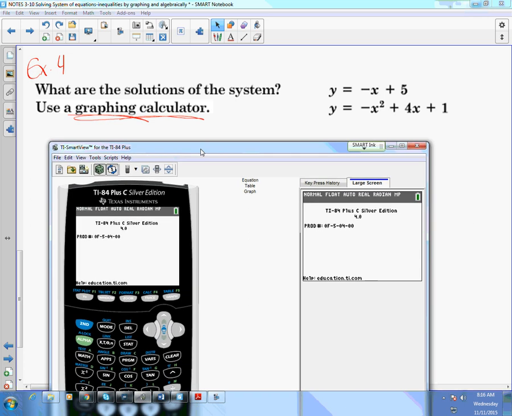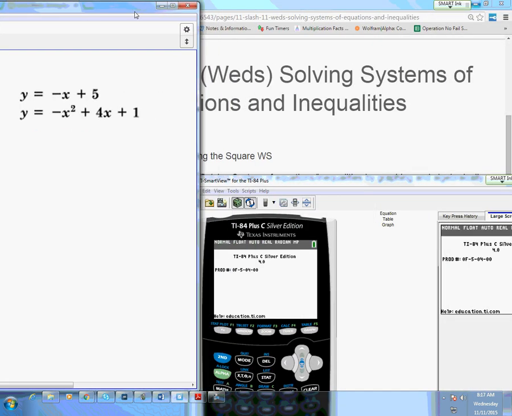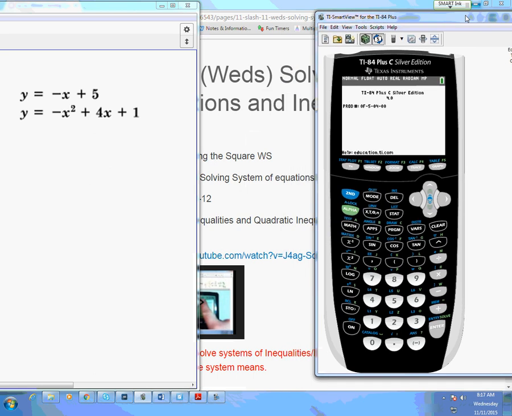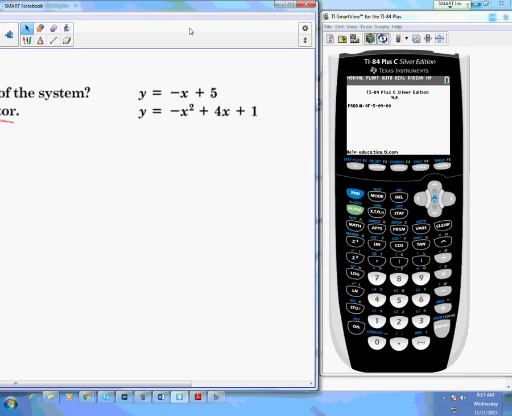Okay, solving with the graphing calculator. Okay, I'm going to put this over here and this right there. Okay, example 4. What we're going to do is put them in our calculator. So first we go to y equals on the calculator and type them in.